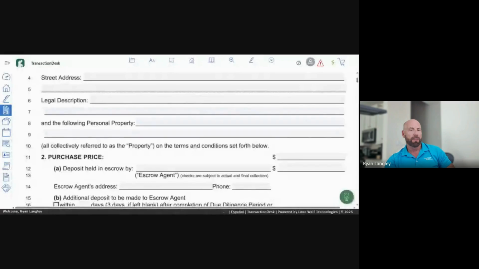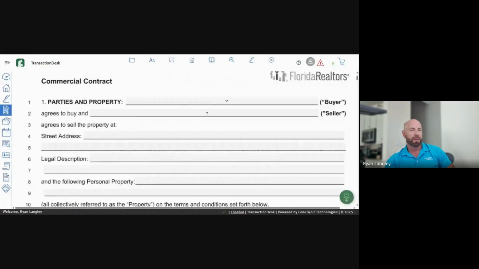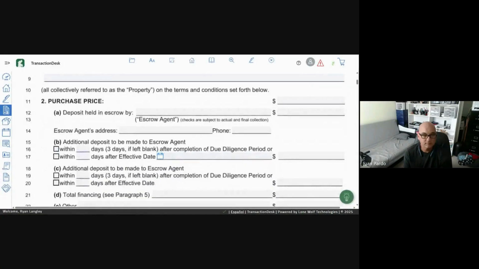But I want to ask you something. What are you talking about with the EMD? So I'm pulling it up right now. It should pop up any second. There you go. This is the commercial contract. What are you talking about, EMD? Right there, deposit to be held in escrow by, and then they put the escrow, the title company, and they put the amount. But you see, at the bottom it says additional deposits within 3 days. That initial one doesn't have a particular date.